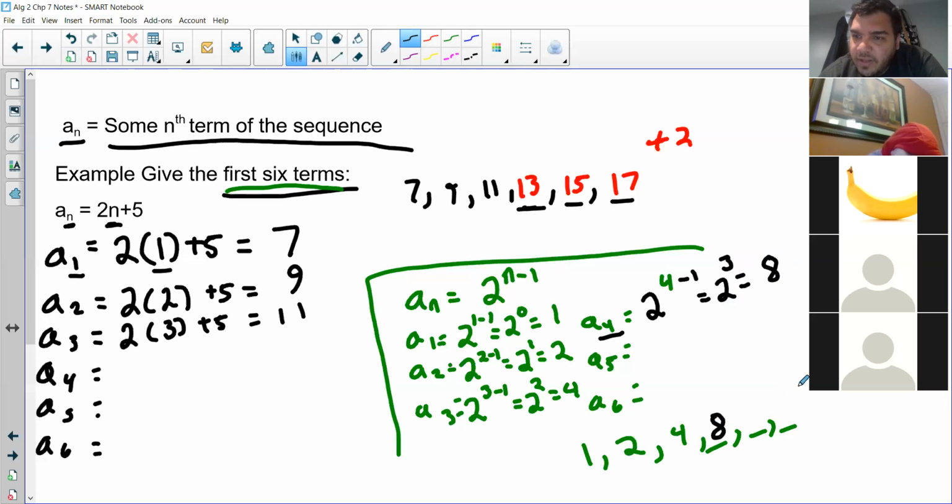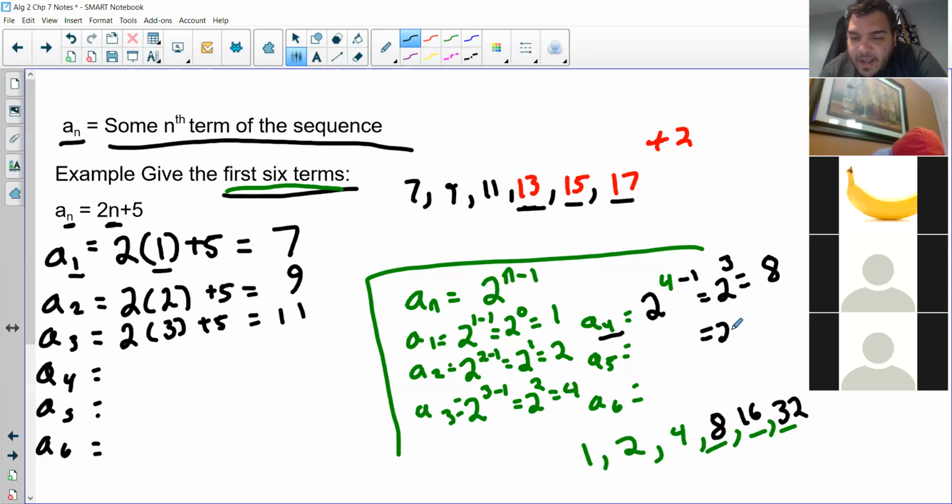So Haley, instead of giving me the next 2, what would be the pattern here? What would be the pattern between 1, 2, 4, 8? What's happening each time? Times 2. Times 2. So your pattern's not +2, Mariah. It's times 2. So you do 1 times 2 is 2, 2 times 2 is 4, 4 times 2 is 8, 8 times 2 gives you 16, and 16 times 2 equals 32.